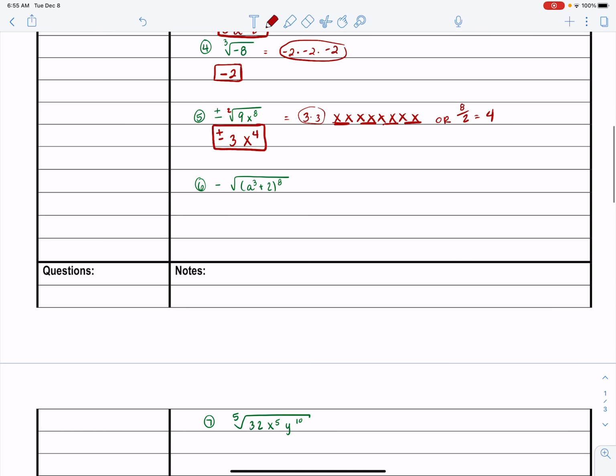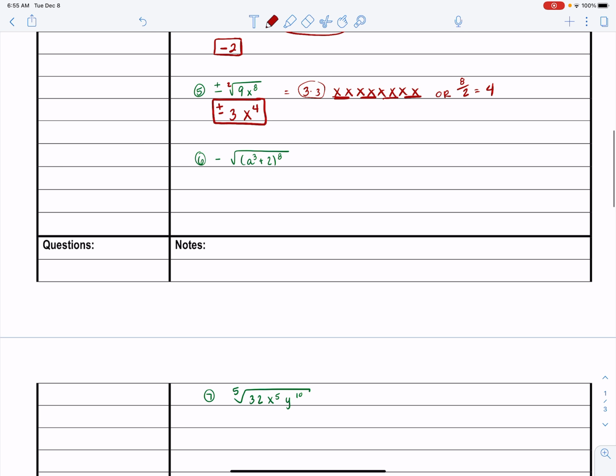All right. This one, I have a negative. I know that. Now, this is a square root, and I have this whole thing to the 8th power. So I really have negative a cubed plus 2 to the 8th power. I'm going to use the shortcut this time.